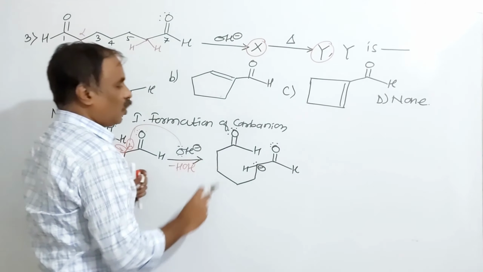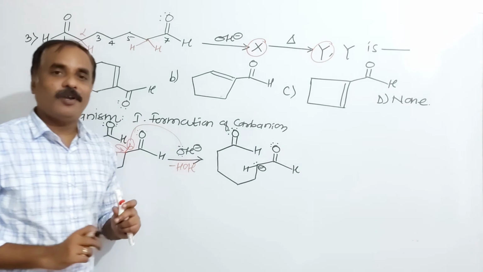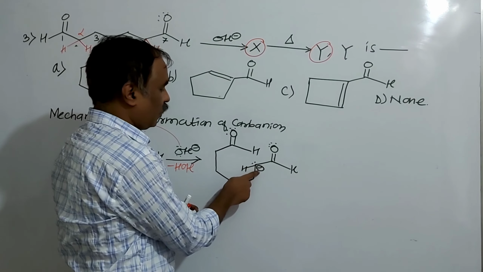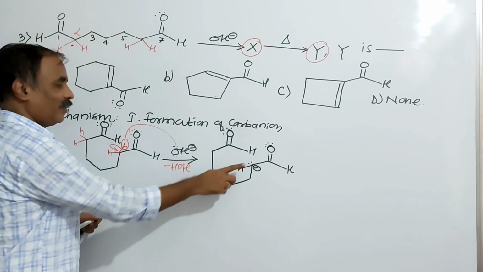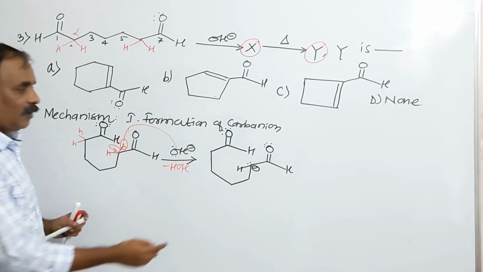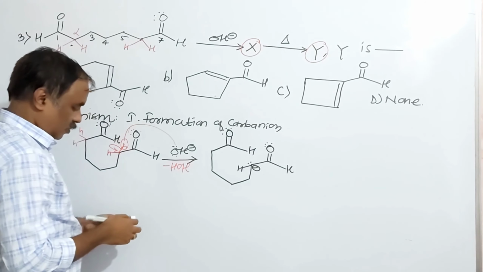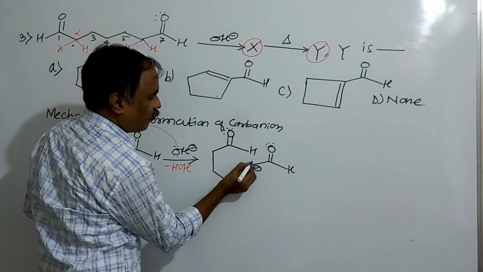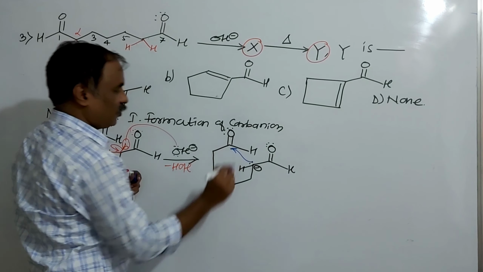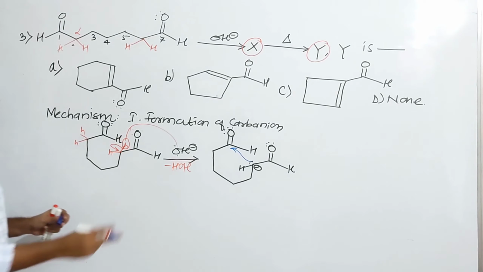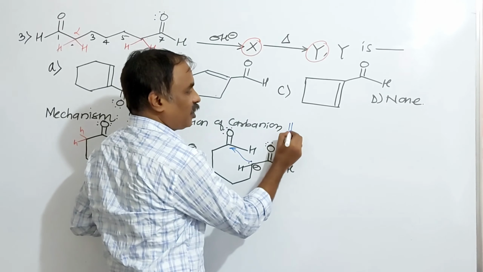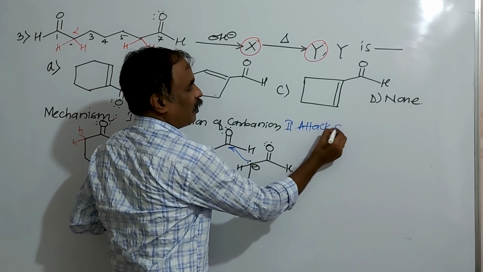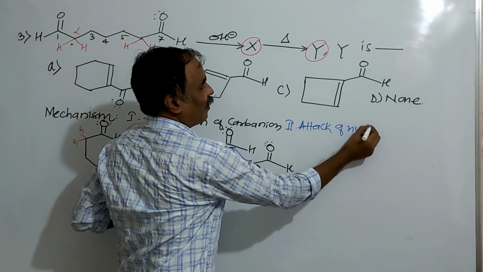Then what is step number 2? The intramolecular attack of the carbanion, the intramolecular attack of a nucleophile. This carbon is negatively charged, so we can say it is nucleophilic. An attack of this nucleophile here. इस कार्बेनियन का अटैक कहां पे होगा? यहां पे होगा, लाइक दिस. ये स्टेप नंबर 2 है. Step number 2 is the attack of the nucleophile.